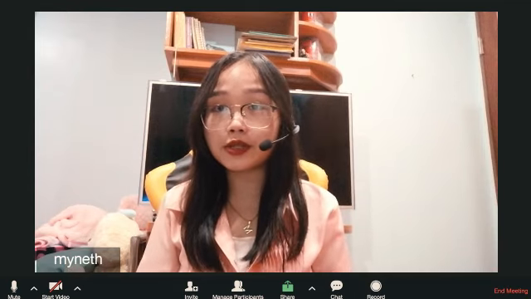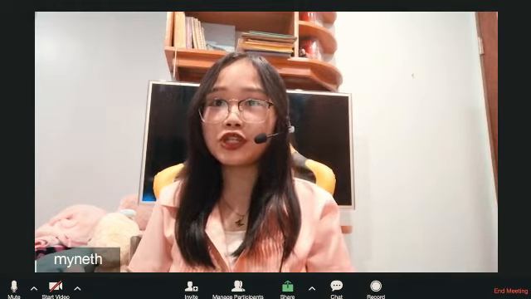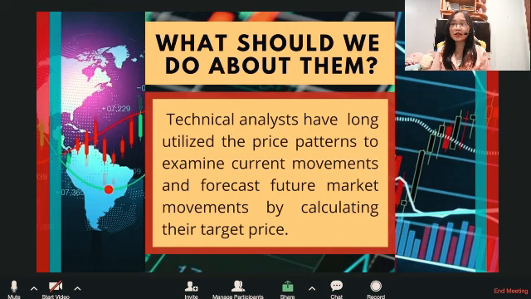So let us proceed to the third question. What should we do about them? Basically, the answer to this question is very simple. It is because technical analysts have long used price patterns in order to examine the current movements and forecast the future market movements by calculating the target price. This time, let us proceed to the local examples.